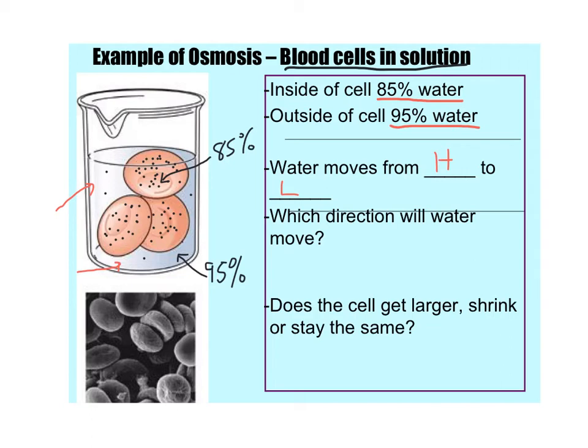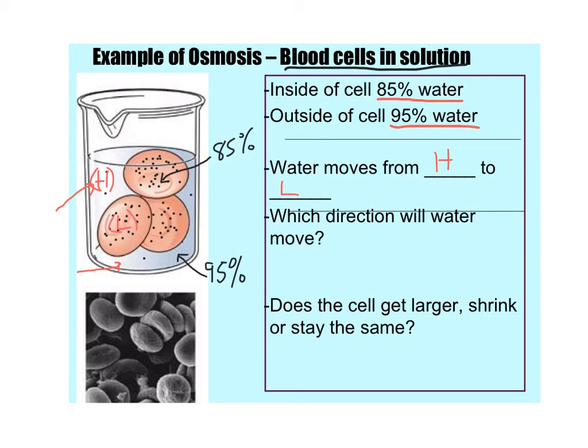So which direction will the water move in this situation? Is it going to move into the cell or out of the cell? See what you say. Now in this case, since there's more dots, there's more solutes inside the cell versus outside the cell, that means there's a high concentration of water outside the cell, low concentration of solutes, but a high concentration of water. And there's a low concentration of water inside the cell.